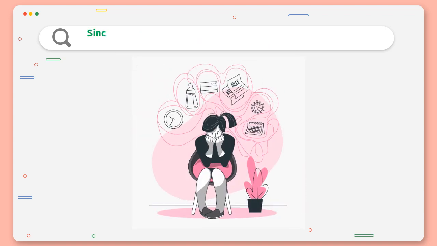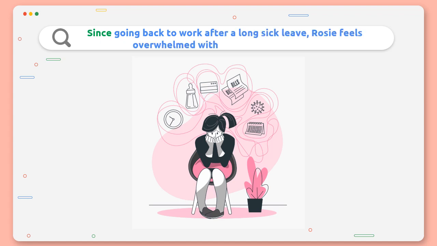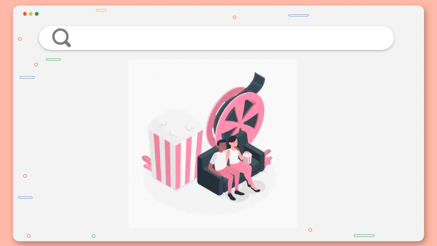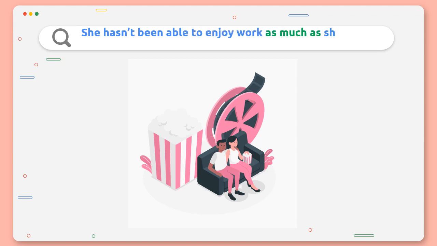Since going back to work after a long sick leave, Rosie feels overwhelmed with her many responsibilities. She couldn't cope with the stress surrounding her. One day, during their movie night, Rosie told Alex about her problem. She hasn't been able to enjoy work as much as she had before. She is constantly frustrated.